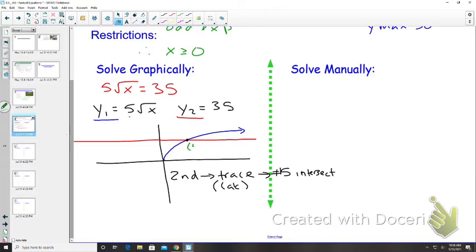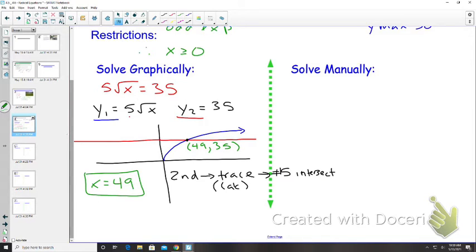Okay, so this point here, x value is 49, and the y coordinate is 35, of course. Okay, so our x equals 49 here. That is where those points intersect. Okay, that's graphing, so let's go ahead and solve this manually.